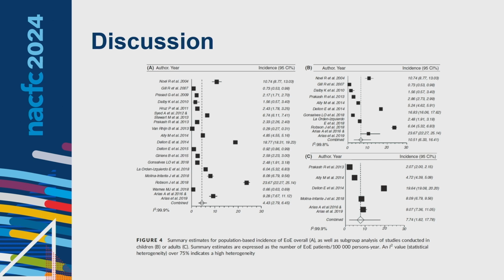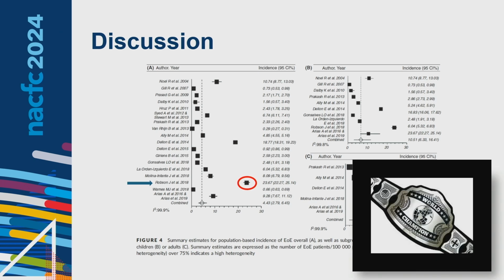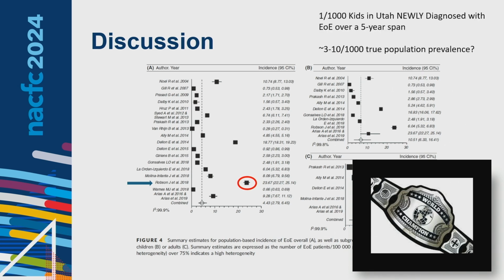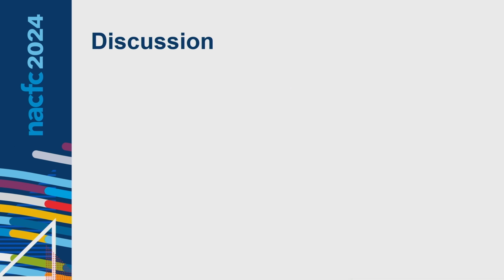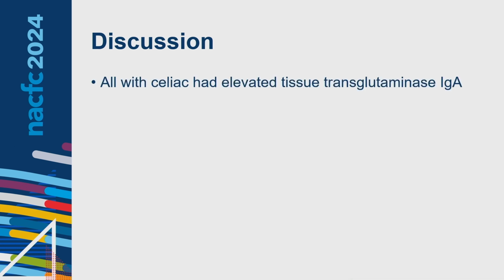Just to highlight, in Utah, we are what I would call the world title belt holders of EOE. It's a separate talk about why we have so much EOE in Utah, but we have large families, we have some air pollution, we have good access to healthcare. Those are some leading hypotheses. So 1 in 1,000 kids in Utah were newly diagnosed with EOE over a 5-year span. Those kids are living into adulthood with this disease. We probably think that about 1 in 100 people in Utah have EOE. So that should be on our radar in our kids with CF.